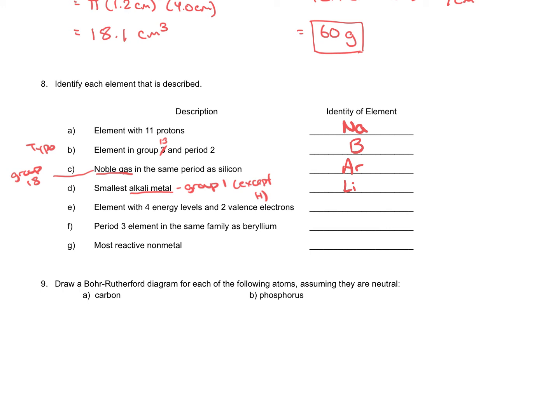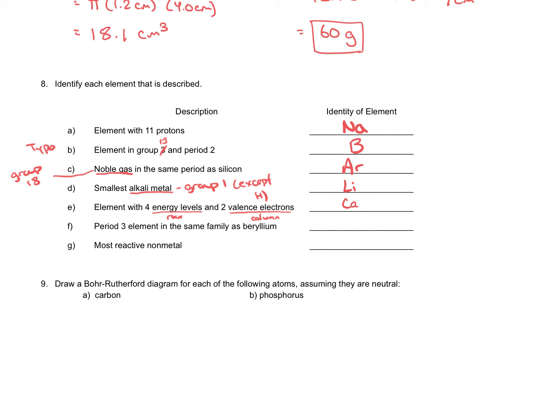Element with 4 energy levels and 2 valence electrons. So you need to know how that's related to the periodic table. Energy levels are the same as periods or rows. So we're talking about row 4, and for valence electrons, that's determined by which group it's in or which column it's in. So we're looking for the element that's in row 4 and in column 2, and that turns out to be calcium.